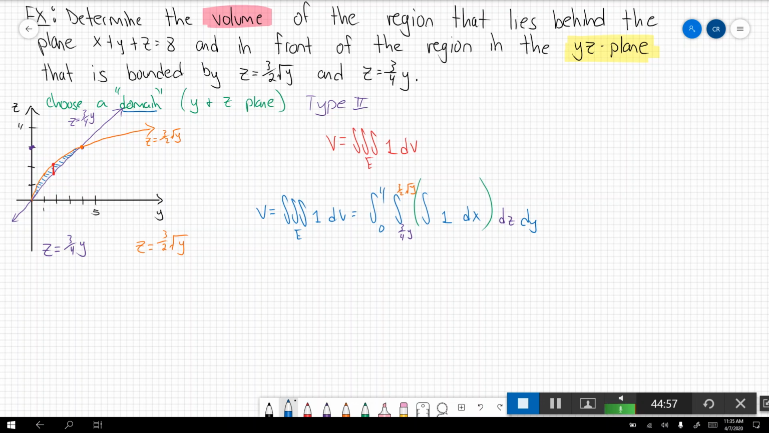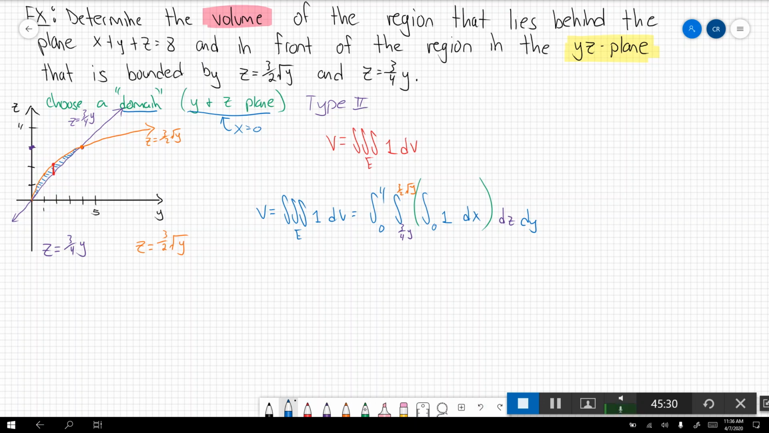Now, the ones that we haven't focused on just yet, the x's. Well, if we're going from the yz plane, would you then agree that the yz plane implies that x is equal to 0, which means x goes from 0 all the way to some top portion of the plane?